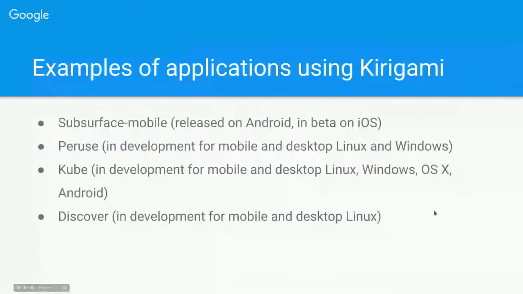Now some examples of applications which are already using Kirigami. One is Subsurface Mobile. As already said, this is a dive log application where you can see and edit logs of your dives on the go on your mobile device. It is already released on Android. It's available from the Play Store, and a version for iOS is currently in beta.